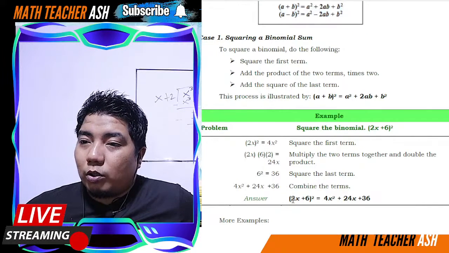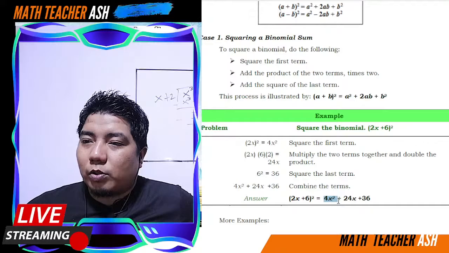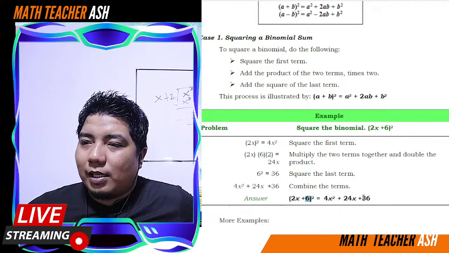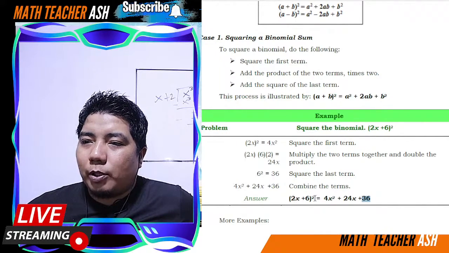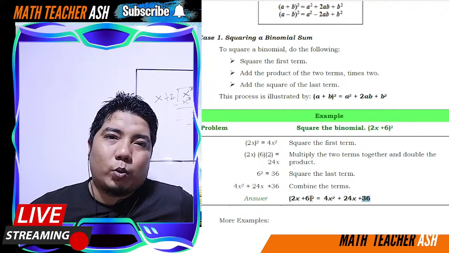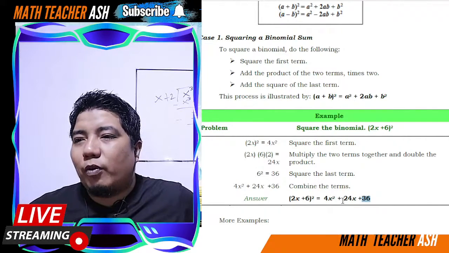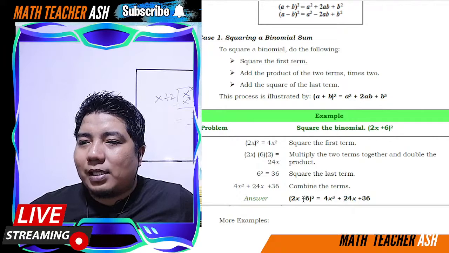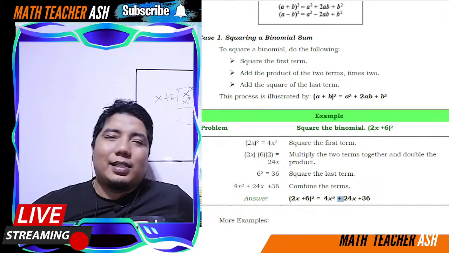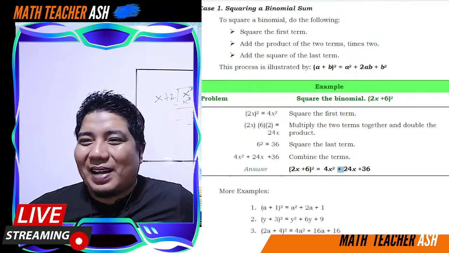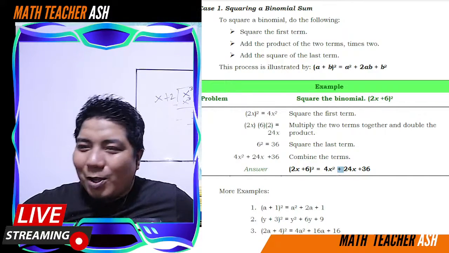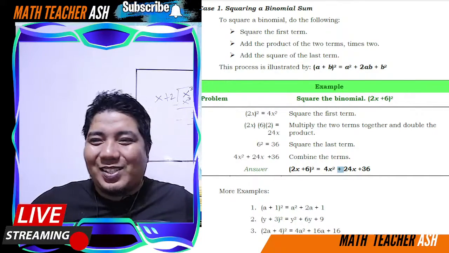So, ang 2x natin is squared mo, 4x squared yun. Ang 6 is squared mo, that is 36. Now, i-times mo itong dalawa. 2x times 6, that is 12. Times 2, 24. So, 24. Dahil positive ito, then positive din sa gitna. Okay, napakadali lamang po, my dear math learners. Kung hindi nyo nakuha yun, dahan-dahanin nyo ulit yung sinabi ko.